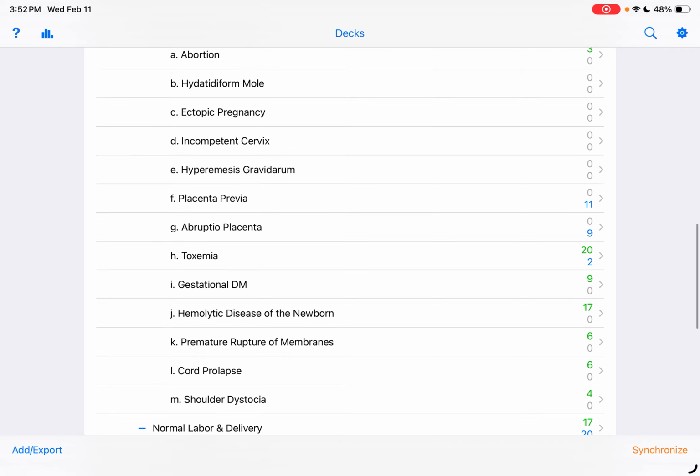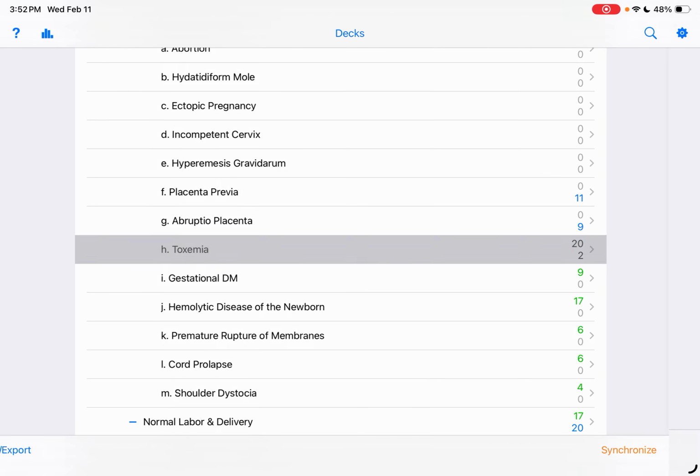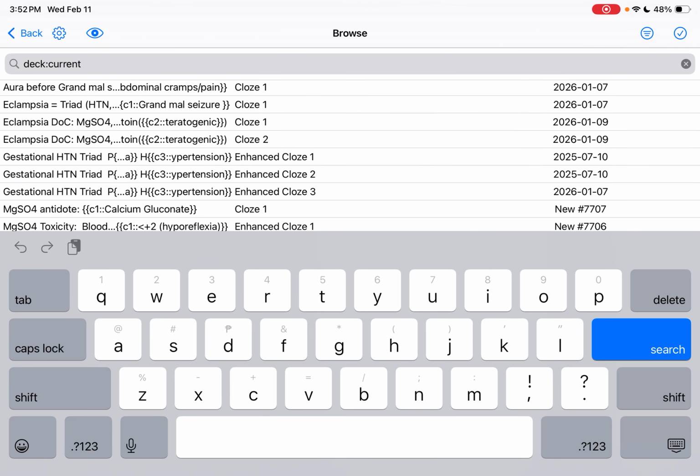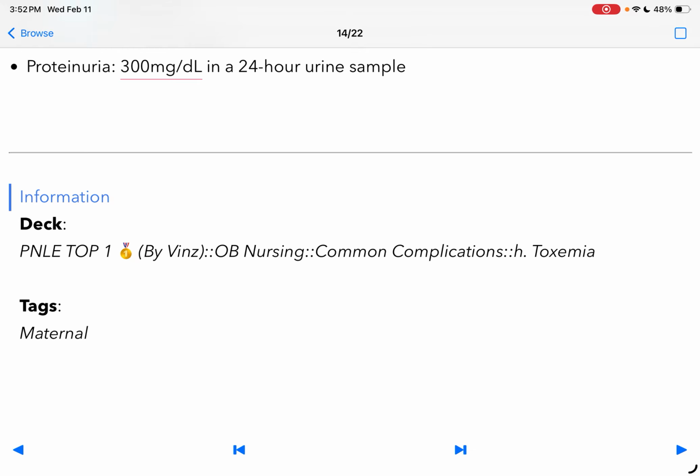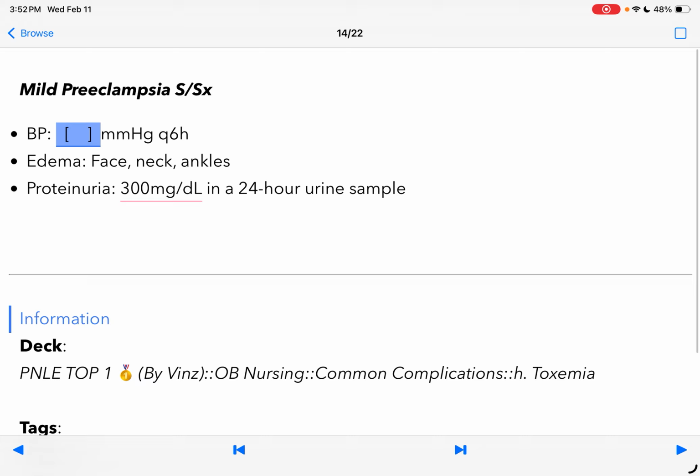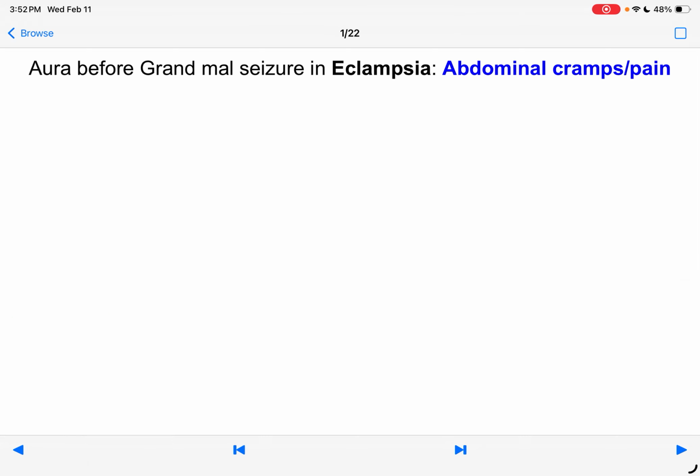Toxemia. What is toxemia? Pregnancy-induced hypertension. It's also known as toxemia? Really? I did not know that, that pregnancy-induced hypertension is also known as toxemia.